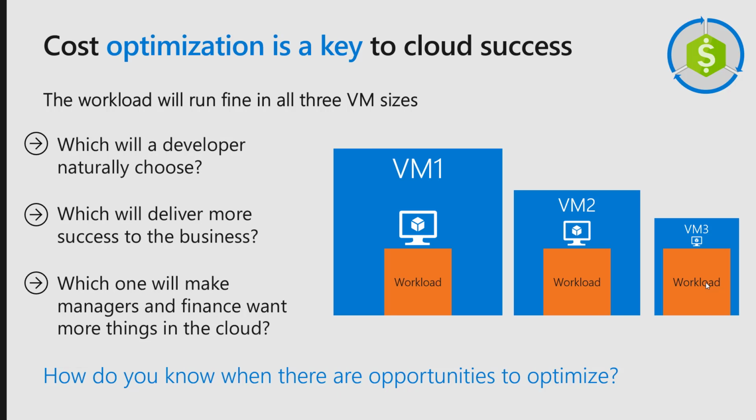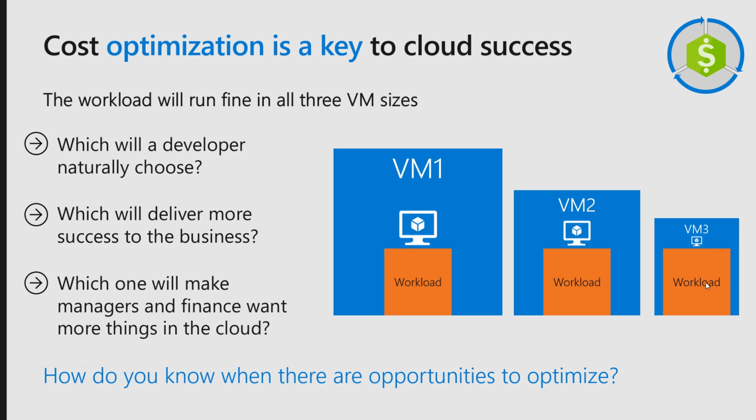I said VM1. Does anybody know the reason why the developer will choose VM1? Why do you think the developer will go for VM1? One of the reasons is that traditionally developers have always been measured on performance: how fast your application is performing.